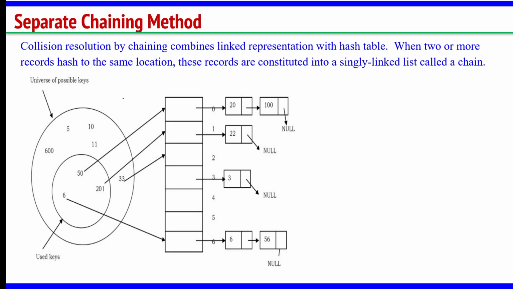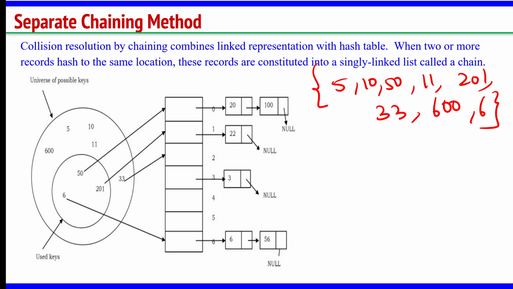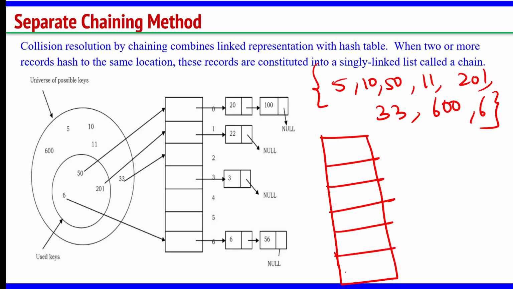Separate chaining method, what does it do? See, what are the array elements given here? We are given 5, 10, 50, 11, 201, 33, 600 and 6. These are the elements given to us, and suppose you have a hash table of size 7. So, this is my hash table of size 7, with indices 0, 1, 2, 3, 4, 5 and 6.